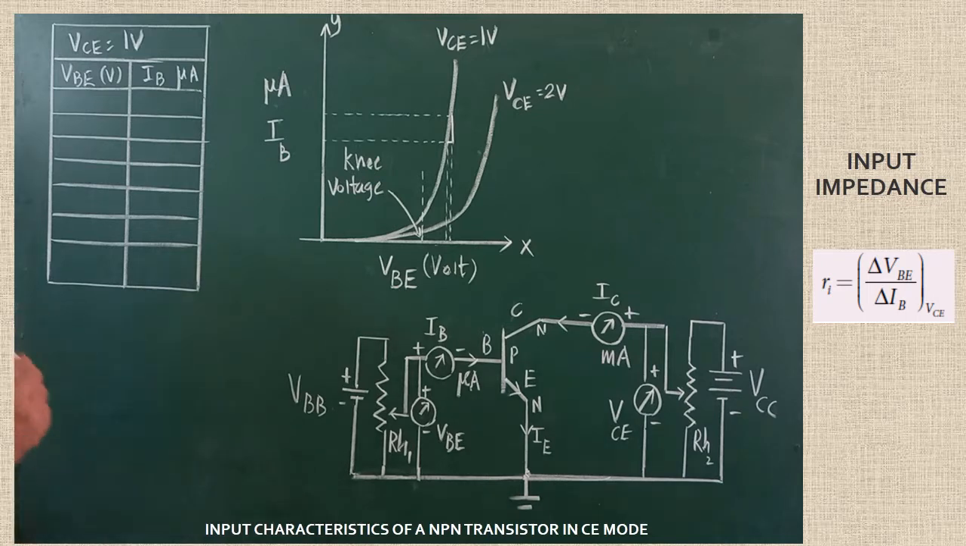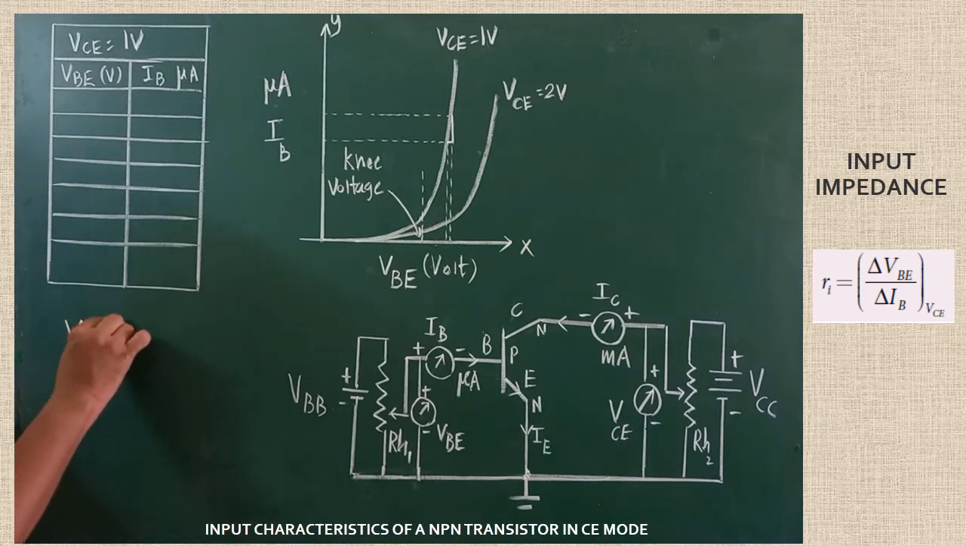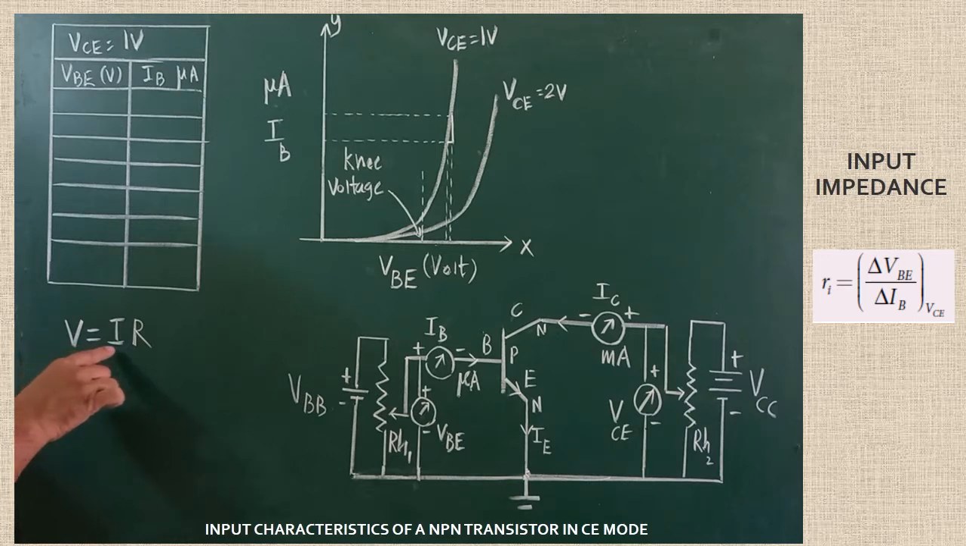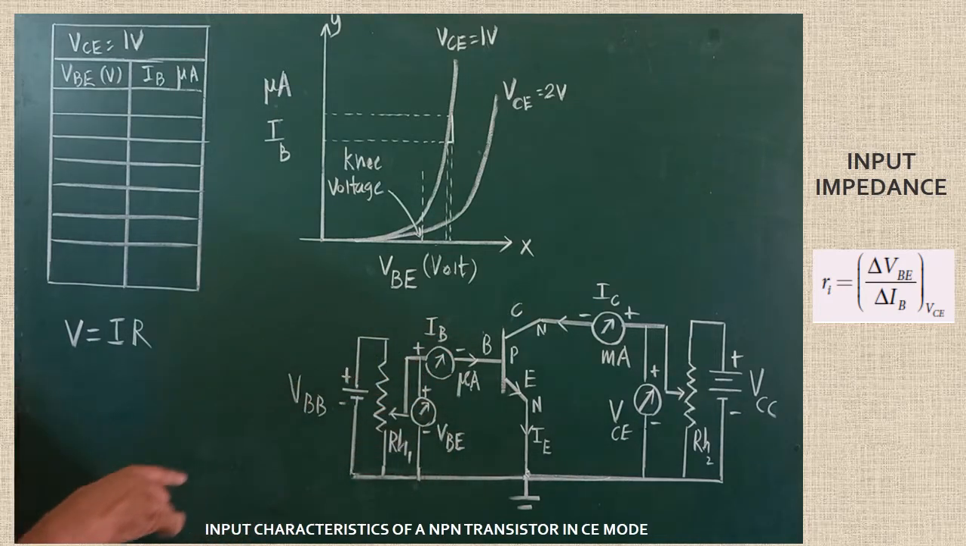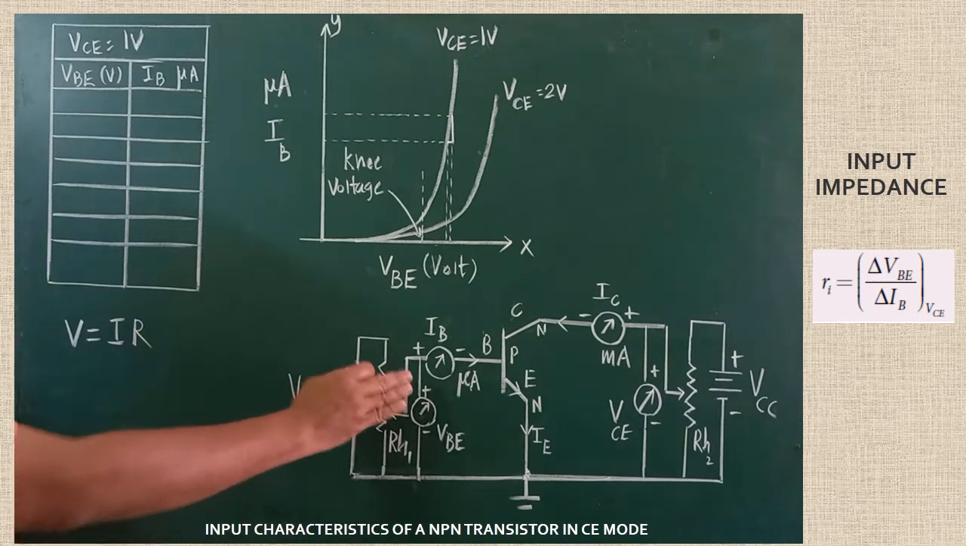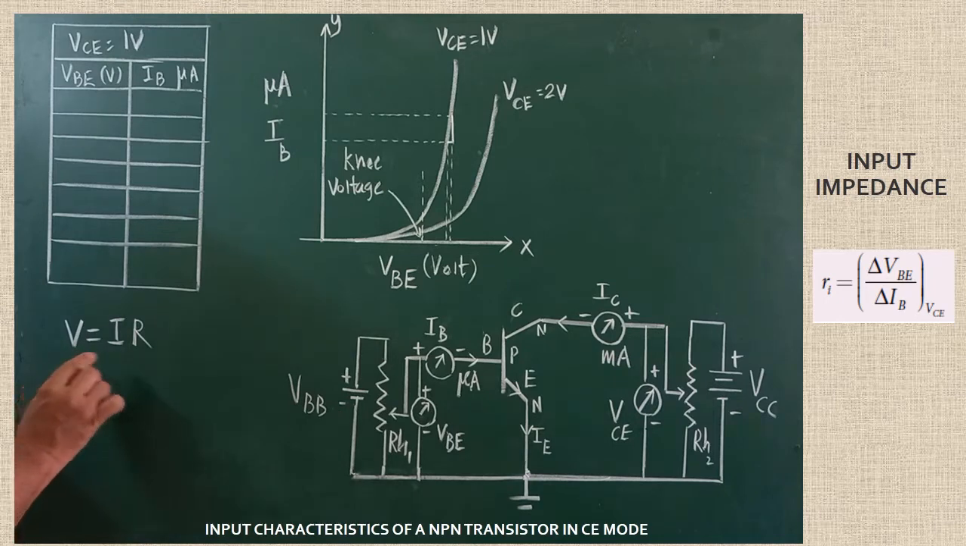The basic fundamental formula is Ohm's law. From Ohm's law alone, we are going to find out the formula. V is equal to I into R. This is the Ohm's law fundamental formula. Here, V is voltage, I is the current, R is the resistance. Here, in the input region, to the flow of that current IB, some amount of opposition is there. That net opposition offered in the input region is called impedance. Impedance is also a kind of resistance.